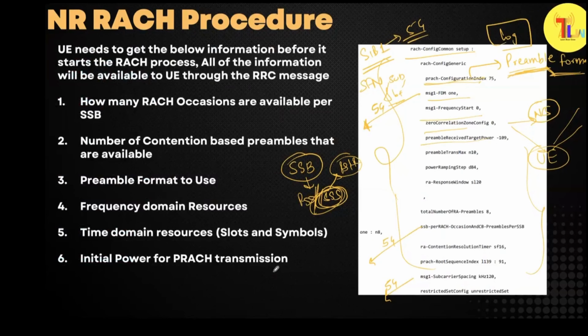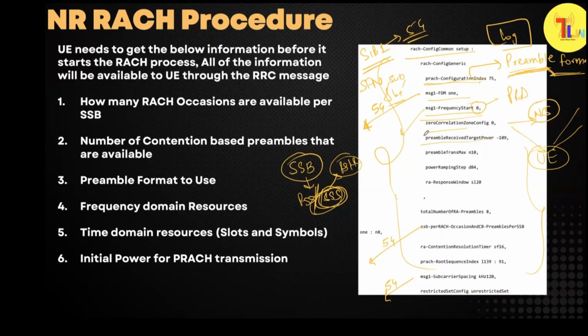Thank you. So now the next message is message one frequency start. This basically refers to the offset of the lowest PRACH transmission occasion in the frequency domain. We have the same message in 4G also. It tells that it is physical resource block zero, PRB zero. From zero we can start the PRACH occasions. The same message in 4G is named as frequency offset.